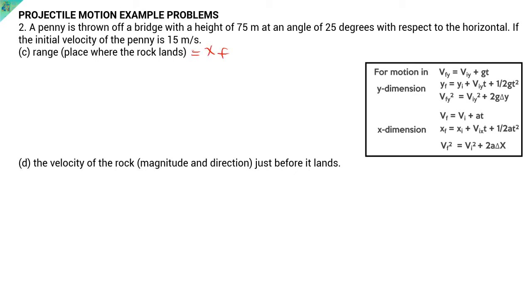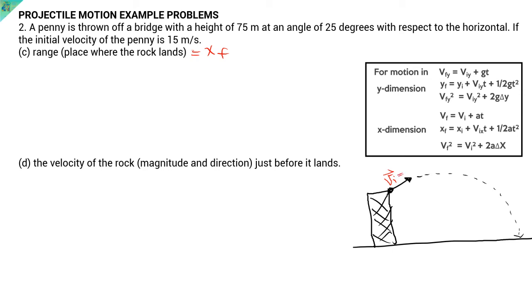Let us draw again our illustration here, which is the bridge. This is the ground, this is the penny, launched and moving as a projectile. Its velocity here is 15 meters per second at an angle of 25 degrees. Again, same story as before, and this is 75 meters. Okay, we're searching for XF. For short, we're using the X dimension, and obviously, XF is this formula.